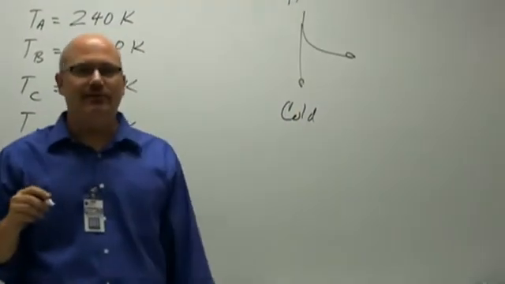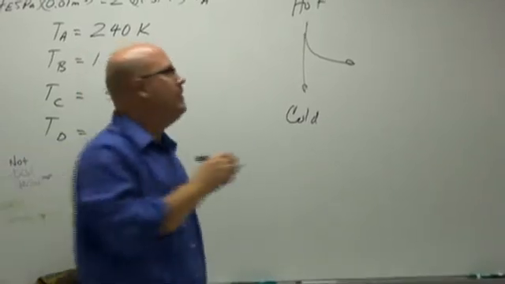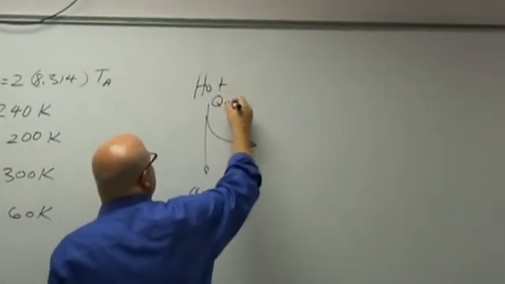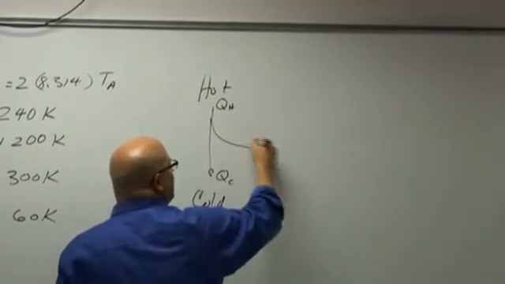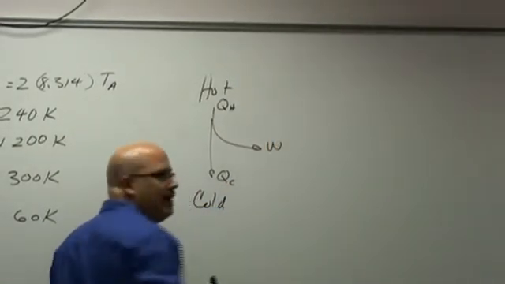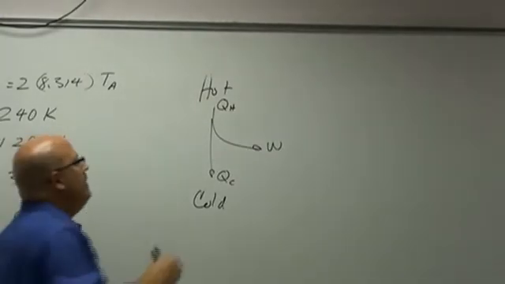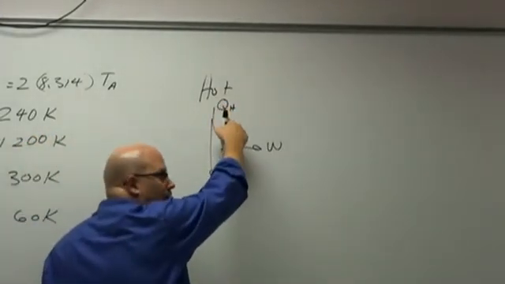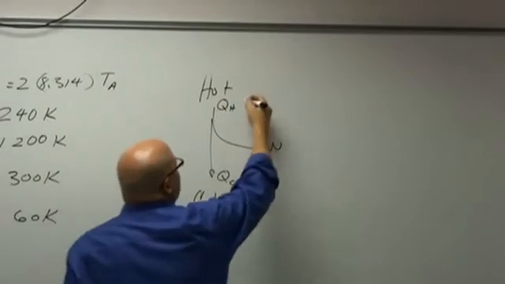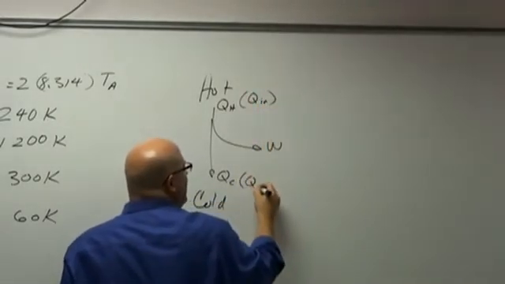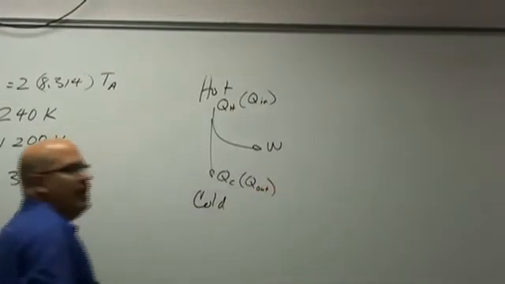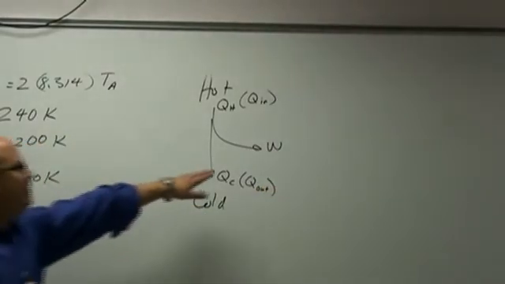Let's find out what that looks like on this diagram now. The QH comes from the hot place, QC goes to the cold place, and work comes out. This is the heat that goes into the cycle. This is the heat that comes out of the cycle. So you might want to rename this as heat that goes in, and this is the heat that comes out. Okay, this is the work.